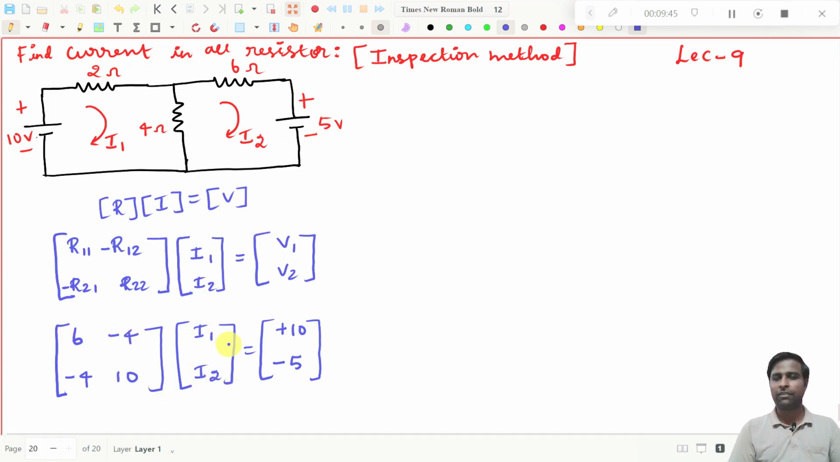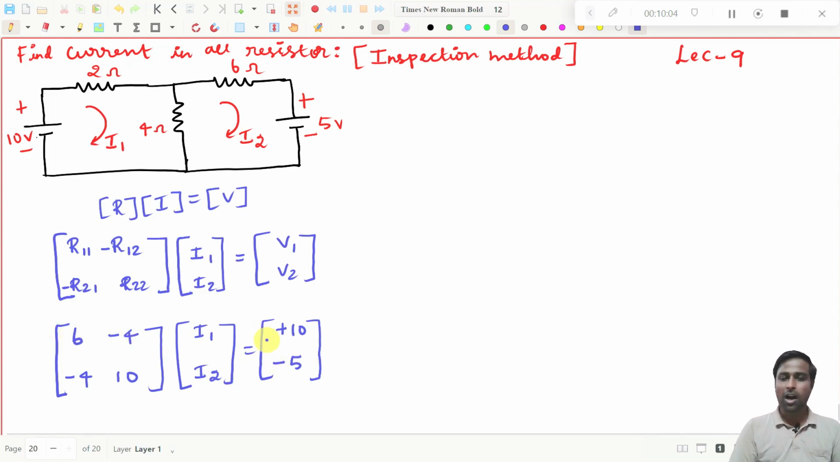Anyway, that's all. We have written the matrix format. And this matrix can be solved by using so many methods. You can use Cramer's rule or anything else to find I1 and I2. But I am not going to use those kinds of things. I am just going to write the expression here.